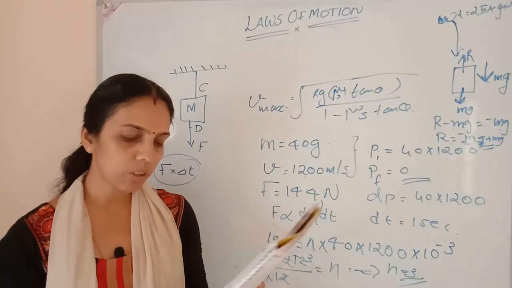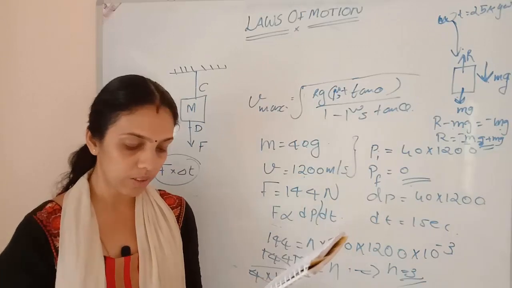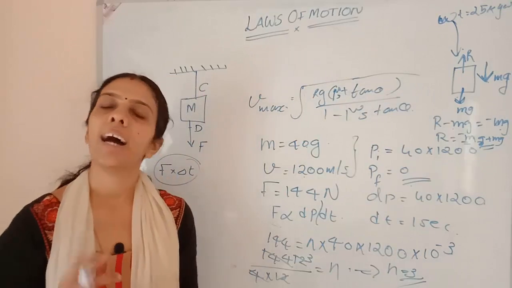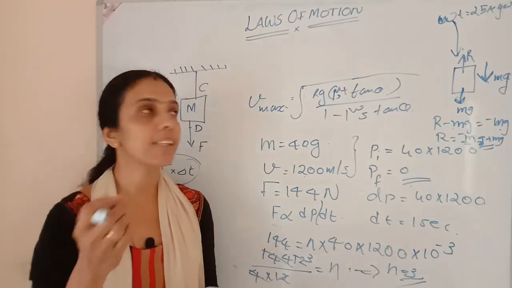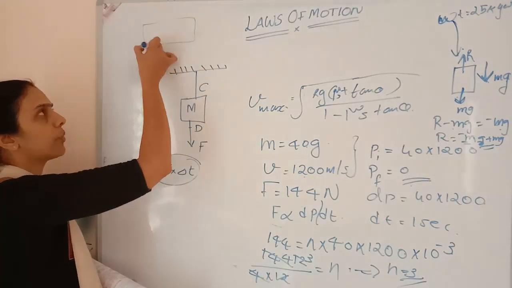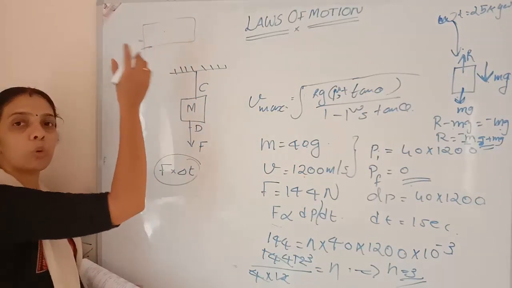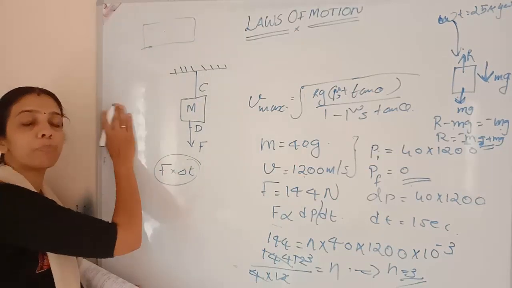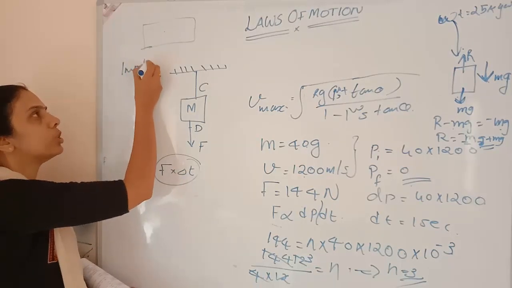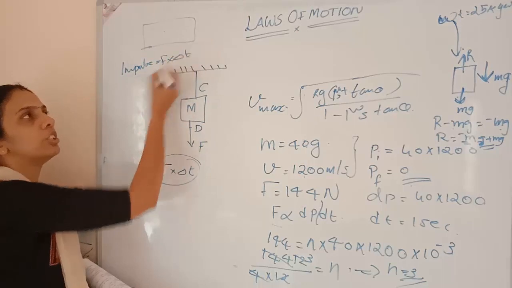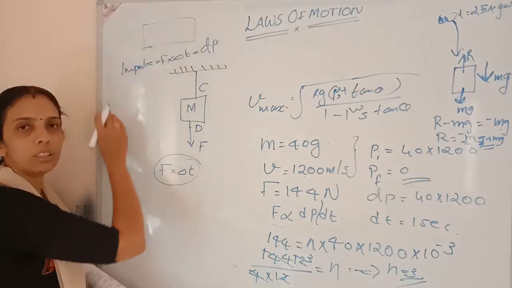Next is, a stone breaks the window glass into pieces while a bullet almost pierces through the same. Give reason. Tell me, when a stone is falling on the glass, what will happen? It will break into pieces. See, the velocity of the stone is less, right? So it will take more time to cross this. So the impulse acting on it will be more, isn't it? So impulse equals force into change in time. That is equal to change in momentum.